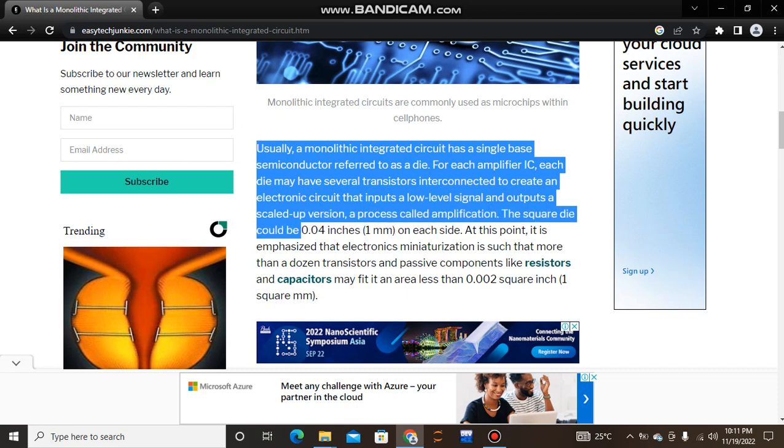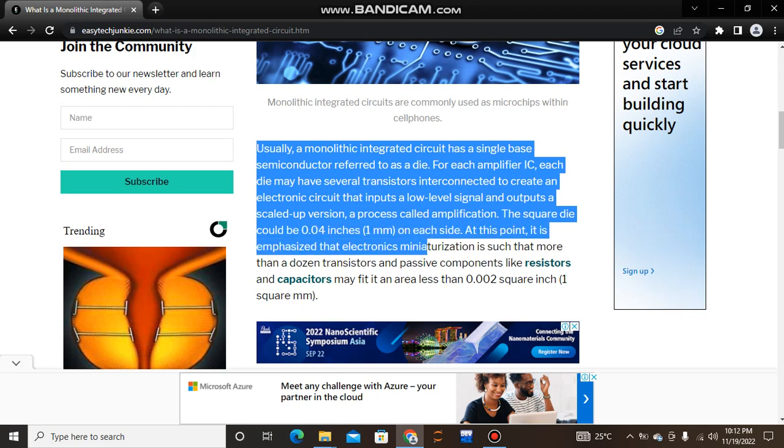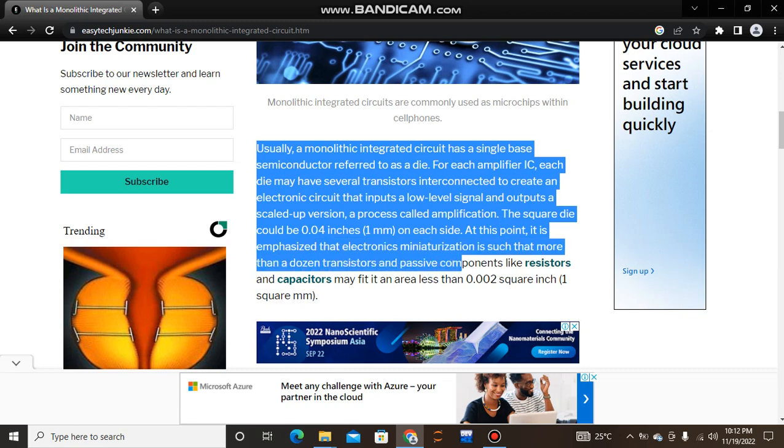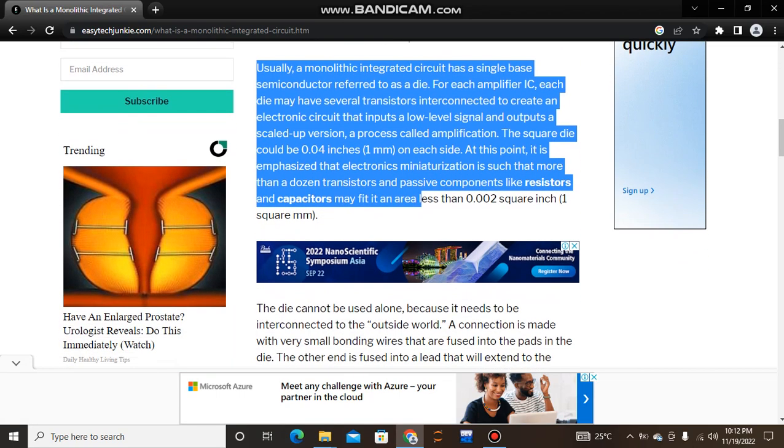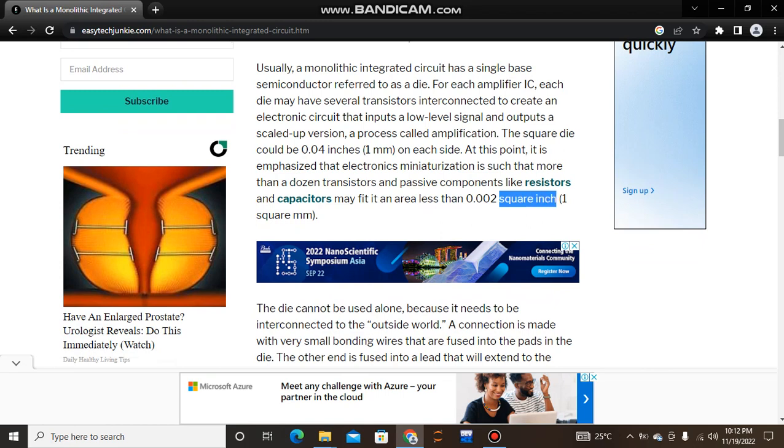The square die could be 0.006 inches, 1 millimeter on each side. At this point, it is emphasized that electronic miniaturization is such that more than a dozen transistors and passive components like resistors and capacitors may fit in an area less than 0.002 square inch, 1 square millimeter.